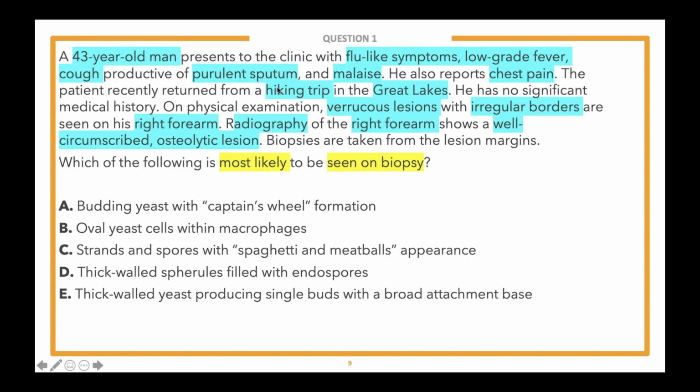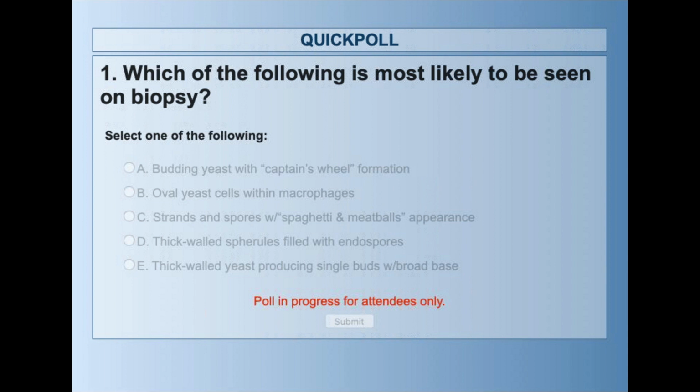Answer choice E, thick-walled yeast producing single buds with a broad attachment base. D, thick-walled spherules filled with endospores. C, strands and spores with spaghetti and meatballs appearance. B, oval yeast cells within macrophages. And A, budding yeast with captain's wheel formation. So we're going to go ahead and open up that poll. Go ahead and select the answer choice that you think is most likely to be seen on biopsy, and we will talk about it in just a few seconds.